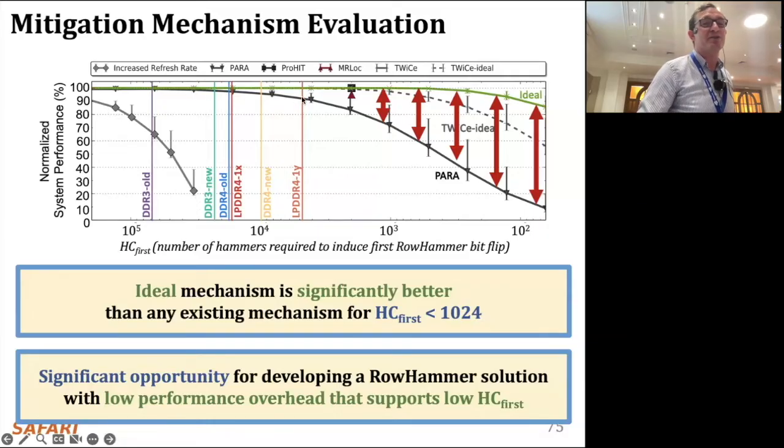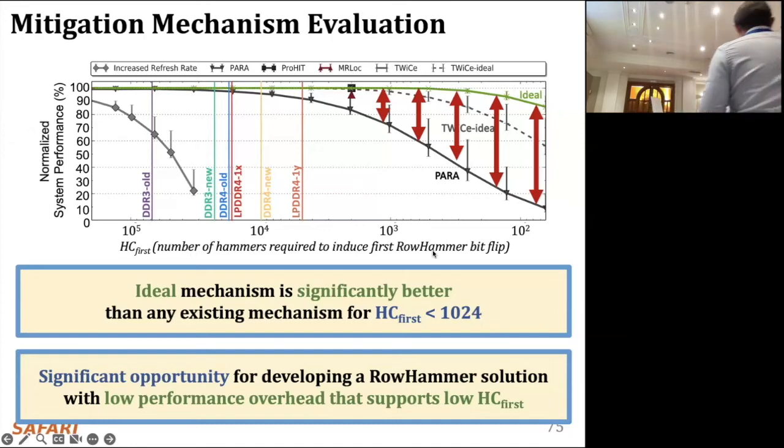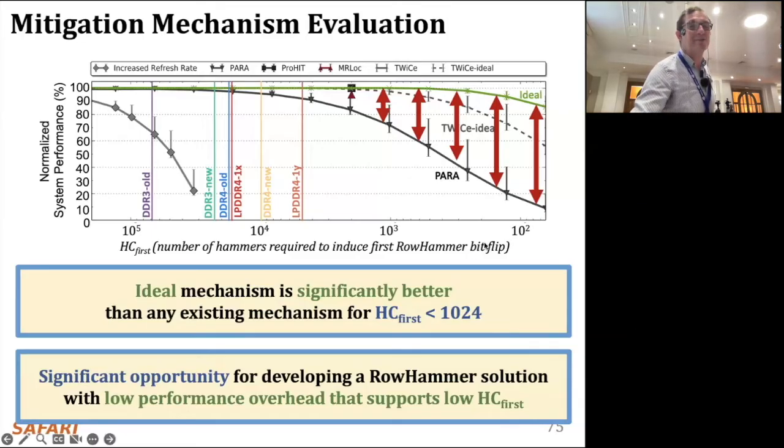PARA is very good most of the time, but then it starts losing performance because it causes a lot of activations, a lot of refreshes. And there are some other solutions. Even the ideal solution loses performance at some point. So the question is, as we are marching from left to right, more and more benign applications can be causing this problem. And we're in a regime where benign applications may be causing bit flips, and you get a lot of performance loss to prevent those bit flips. And I think we're getting to that regime today.